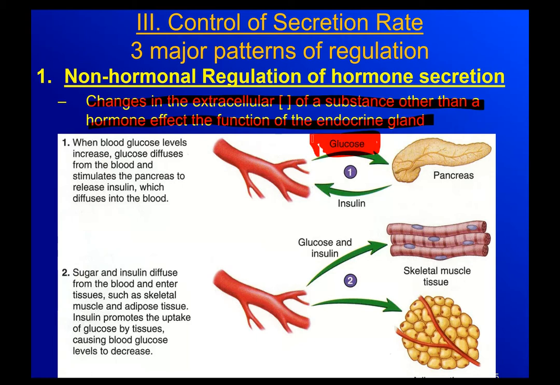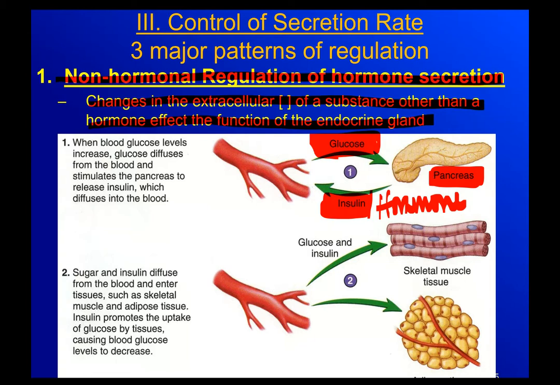Glucose is not a hormone, it's sugar. Glucose gets released into the blood and it influences the pancreas to release insulin. Insulin being the hormone. But what's controlling its release? Glucose is. Is glucose another hormone? No. It's just a chemical that is present, and when it's present the pancreas says, oh, I need to release insulin now. So we call this non-hormonal regulation of hormone secretion because technically it's not a hormone controlling it.